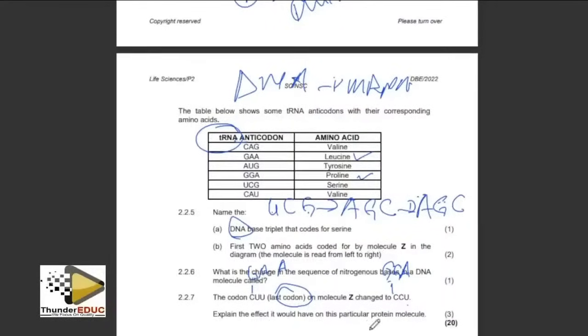But if it was coding for the same amino acid, then the protein would have remained the same. It would have said that this code is for the same amino acid, for example leucine, and also this code is for the same amino acid, which is leucine. This will not change the functioning or the structure of the protein. But because now it is changing, this is leucine and then this is proline, you're mentioning leucine, a mark, proline, a mark, this will result in a different protein or functioning of the protein.